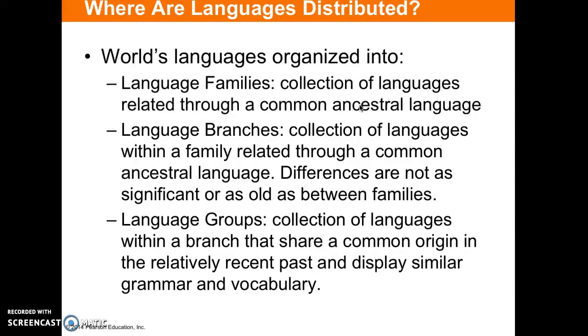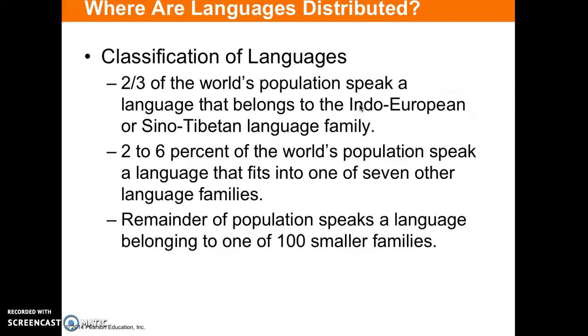And then within it, you get language groups, and language groups are even a little bit smaller. So you might be able to break up a language branch into a language group, making it a little bit smaller, and then you just have your language.